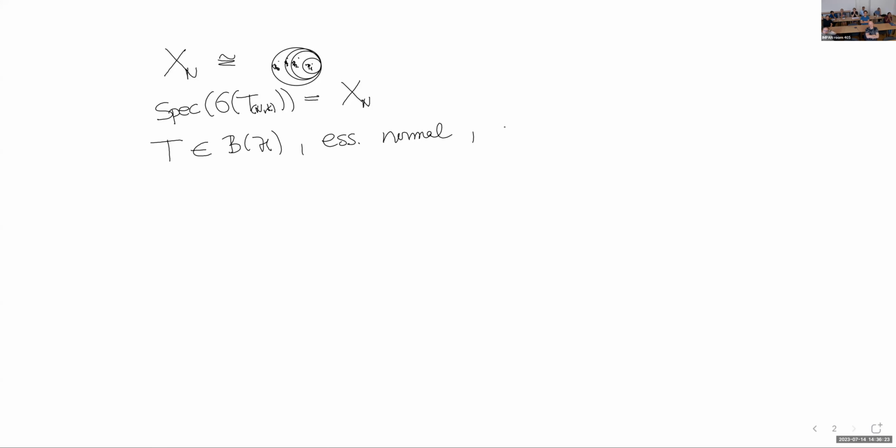This essential spectrum, so I take the spectrum, sigma T in the Calkin algebra, X_n. So these are candidates. If the essential spectrum is different, no way that it can be unitarily equivalent. Is T unitarily equivalent to the other, essentially, mod K?